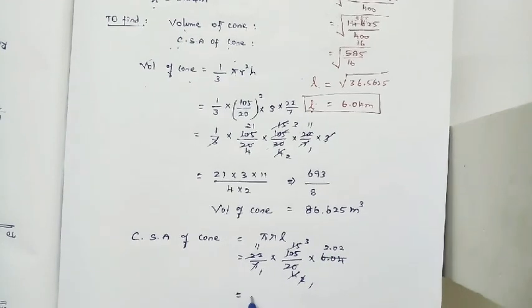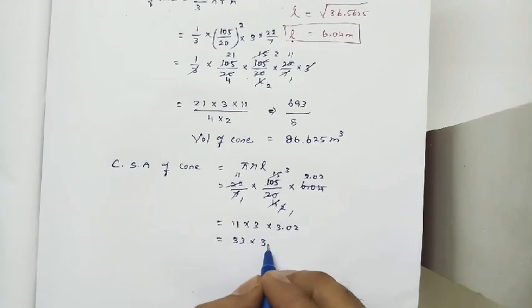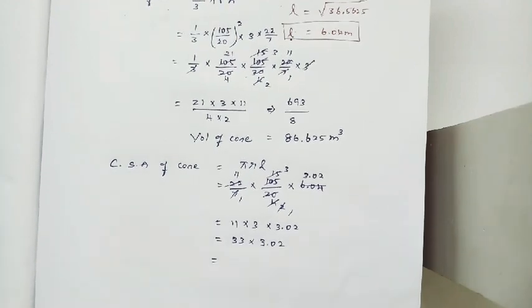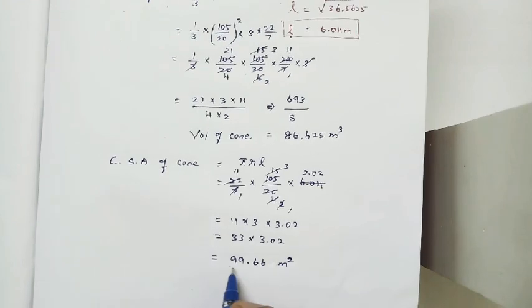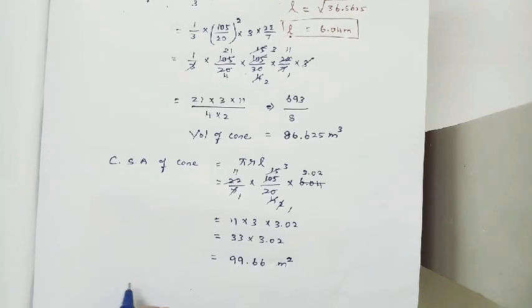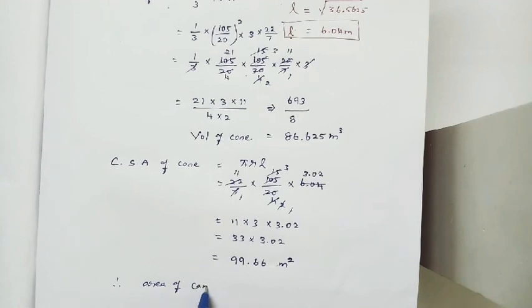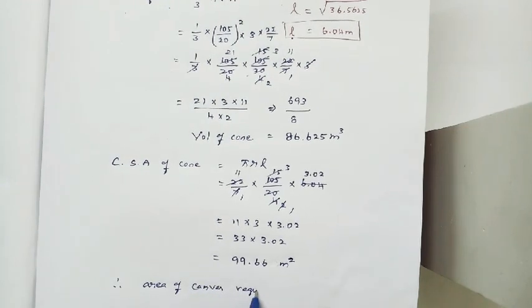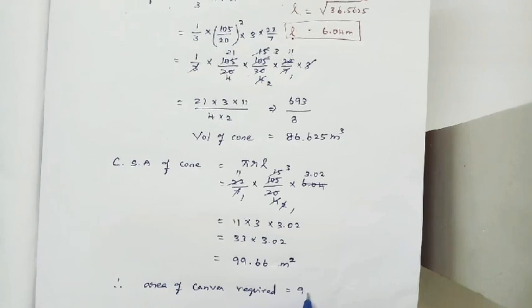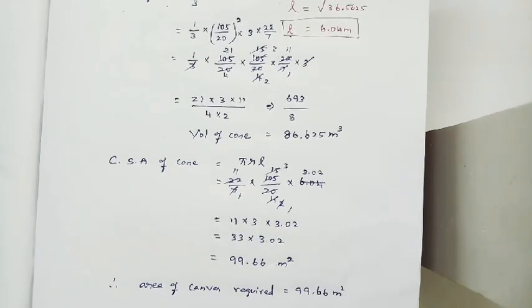Right. So what is the remaining? 11 into 3 into 3.02. It is equal to 11 3s are 33 into 3.02. Therefore 99.66 meters square, right? Therefore the area of canvas required is equal to 99.66 meters square, right?